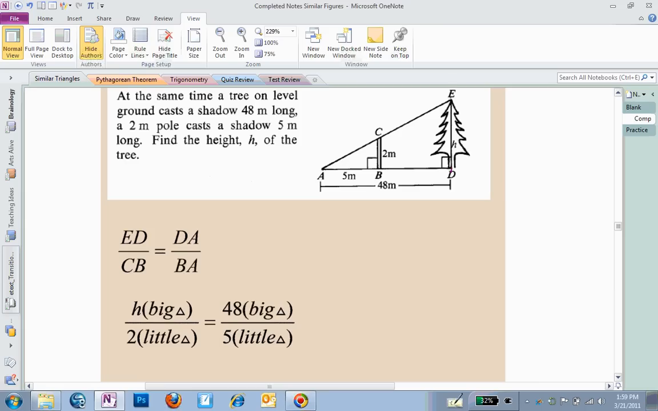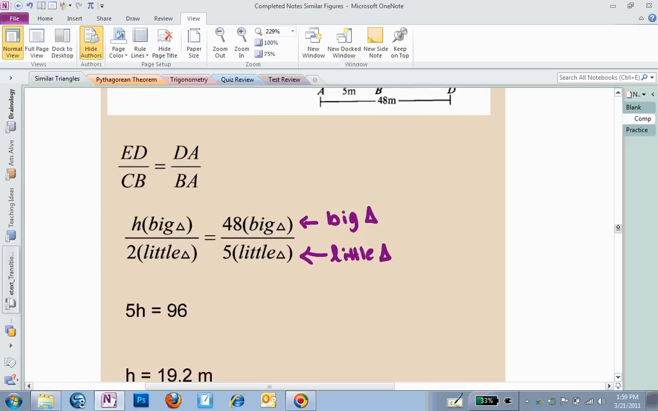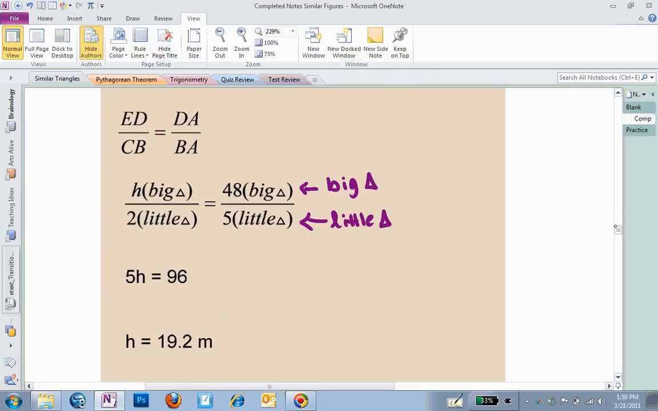ED is H or X, it doesn't matter what variable. CB is 2. 48 is DA, so we put 48 in the place of DA, and then 5 is BA, so we put 5 in the place of BA. Now notice I have my big triangle on the top and my little triangle on the bottom. And there's several ways to do this. I'm going to stick with explaining this particular way. There's 2 different approaches and 4 different ways you can show your steps.